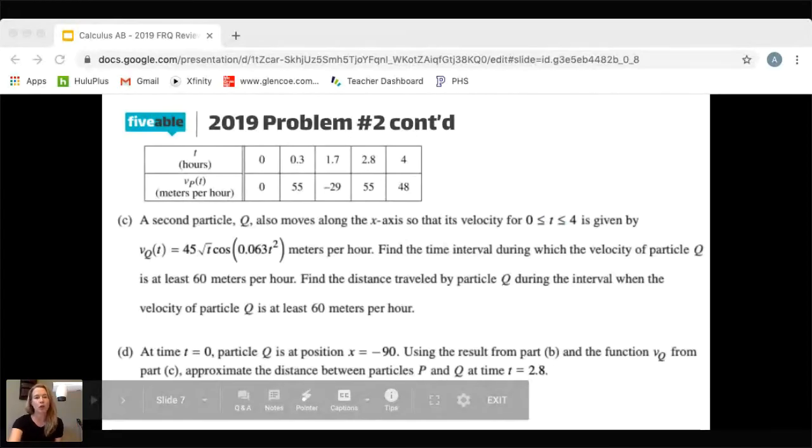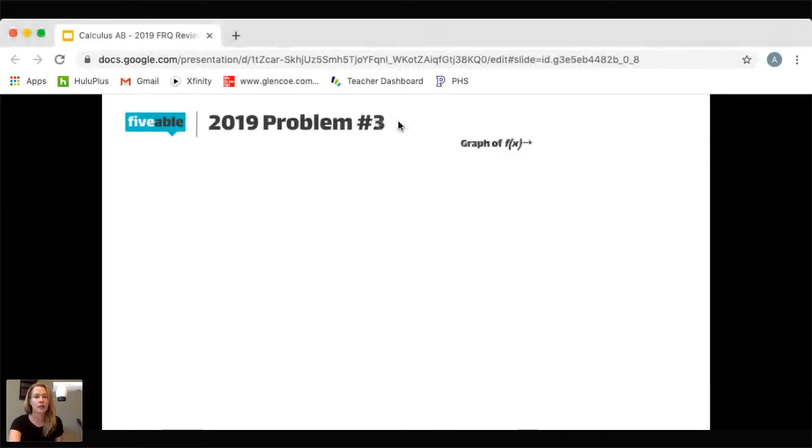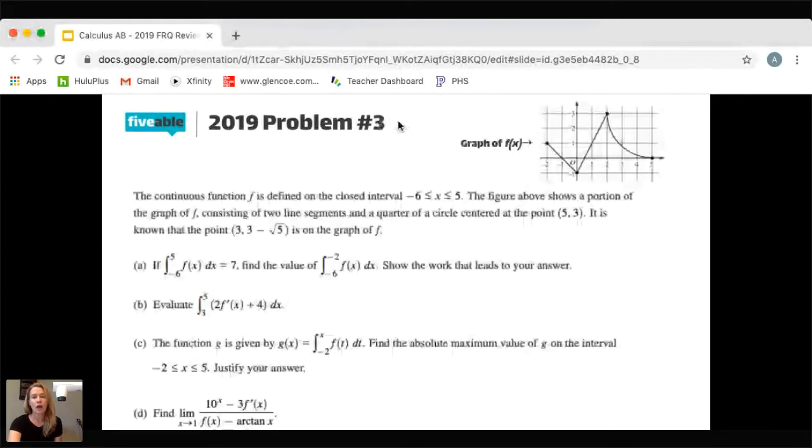Problem number 2 continued. Anyway, it's a particle. You've got a table with information about the velocity there. Problem number 3 is you've got a graph and you have to analyze the function based on lots of information given to you. You've got a fundamental theorem of calculus issue in there. You've got some limits in there.